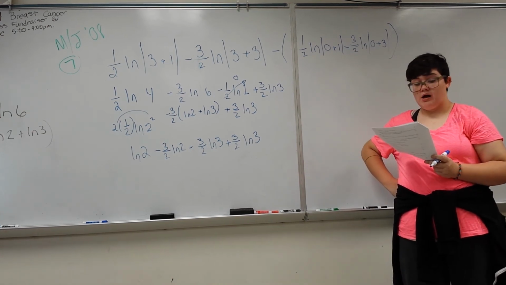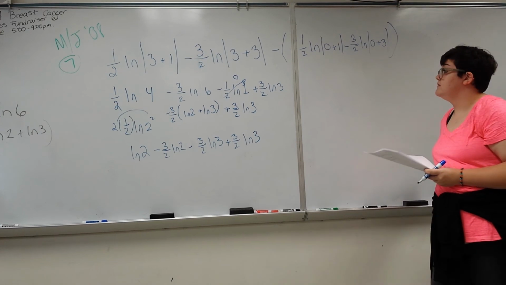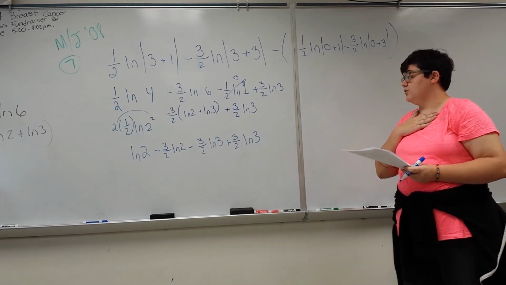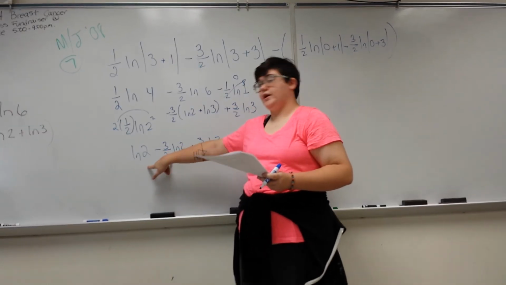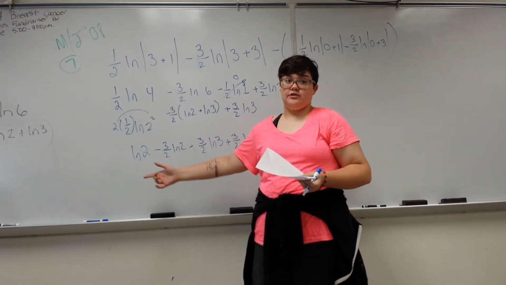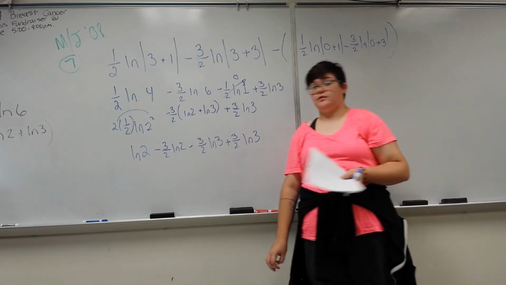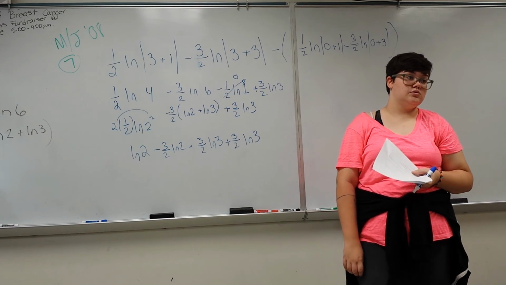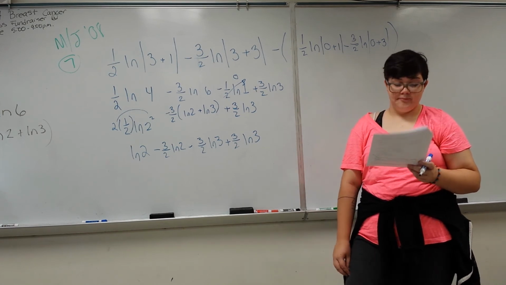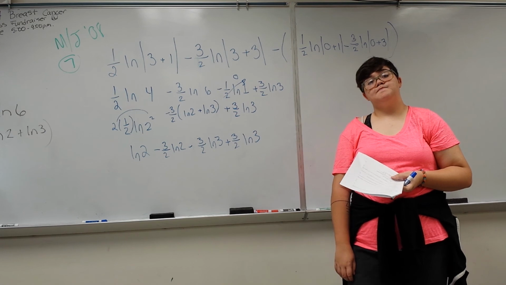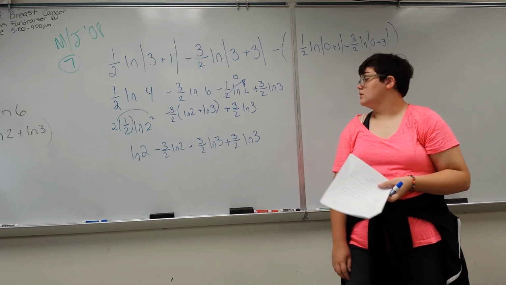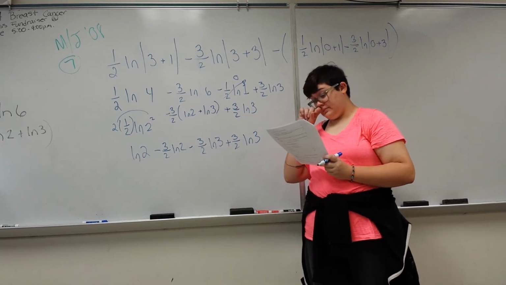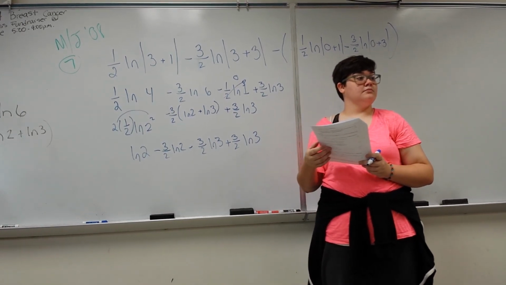What number is it? May, June 2008, number 7. Because we get the negative 1/2 ln of 2 right here. When you subtract, 2 over 2 ln of 2 minus 3 halves ln of 2 is negative 1/2 ln of 2. So if they're the same number after the ln, you can add them or subtract them. It's like having an x and a y. Okay, that makes sense.